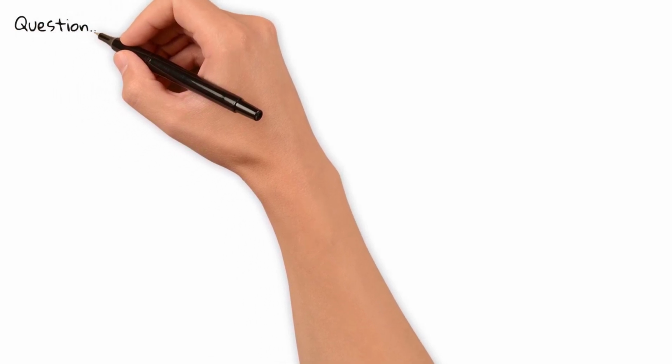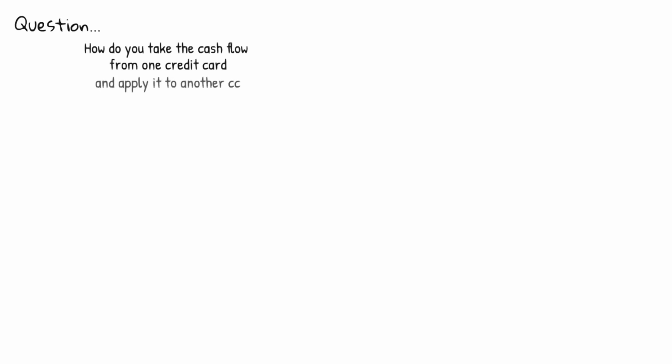Hi guys, this is Molly, and this is a frequently asked question that I get regarding my velocity banking strategy to paying off my debt quickly. The question is, how do you take the cash flow from one credit card and apply it to another credit card if you can't pay a credit card with a credit card?